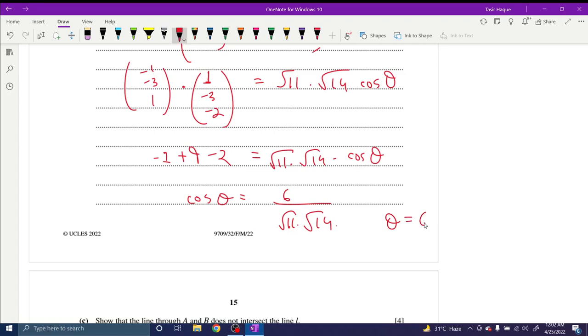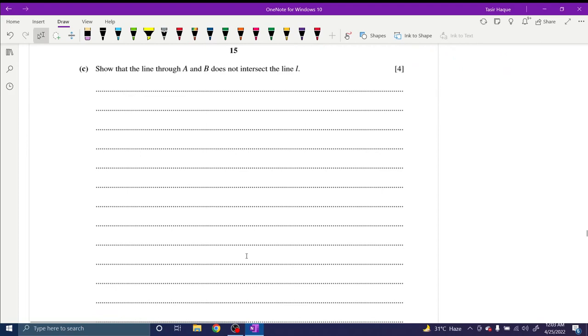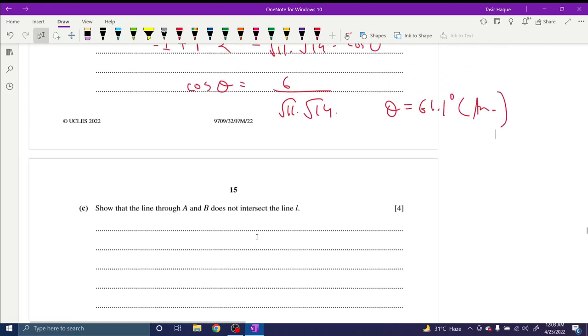Angles to 1 dp, right? Theta is equal to 61.1 degrees. That's it. Show that the line through A and B does not intersect L. Okay.